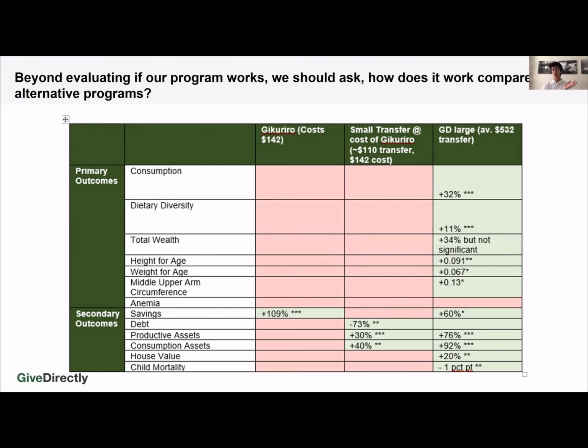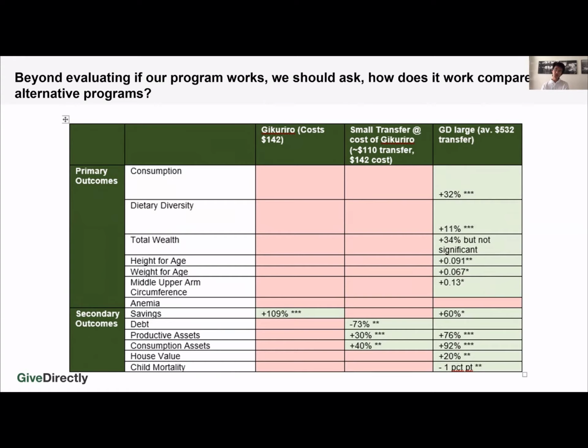improving every health metric except anemia. It even reduced child mortality. I think 1 percentage point, don't quote me on this, translated to something like 12 children or something like that.